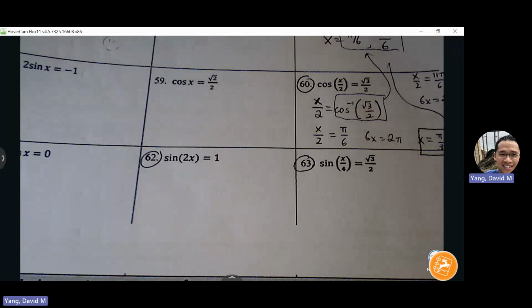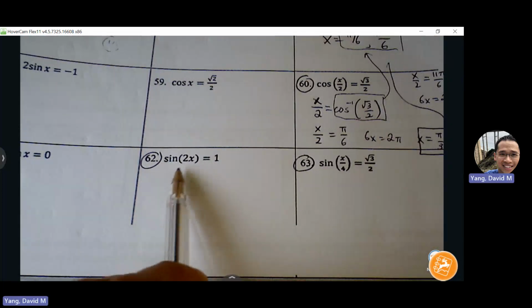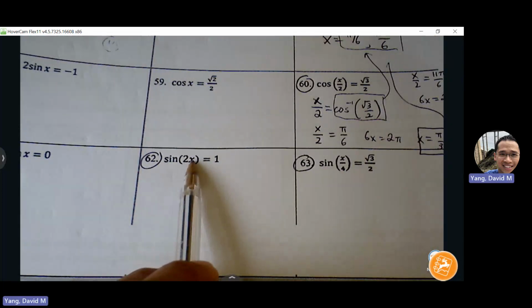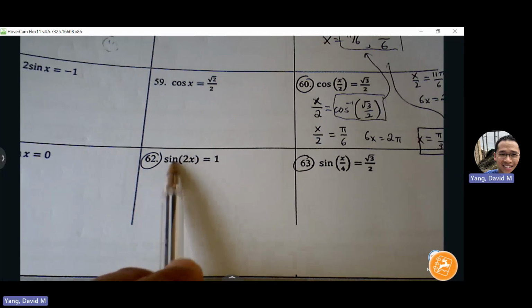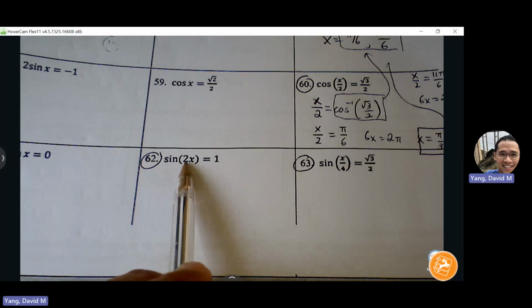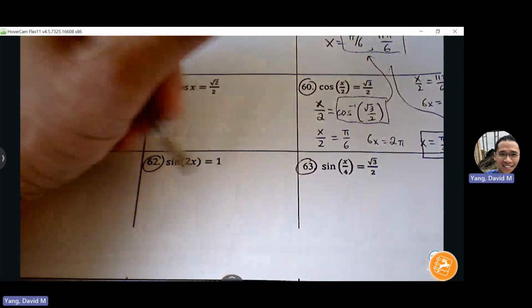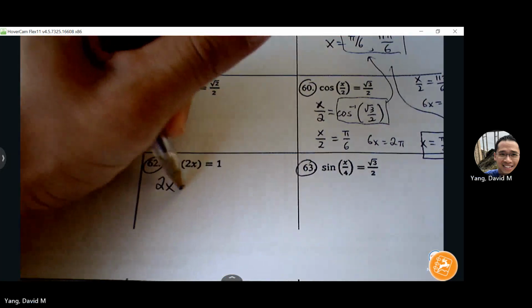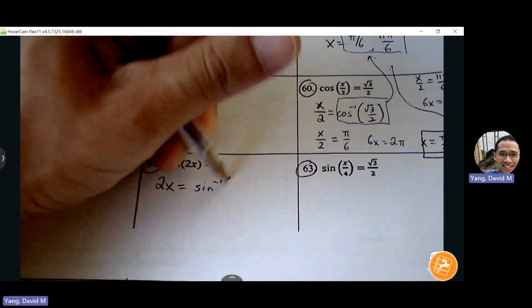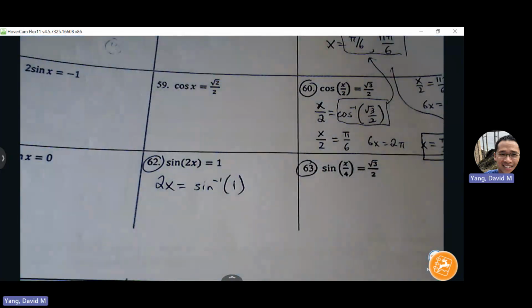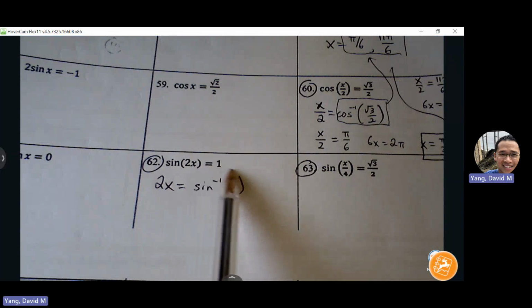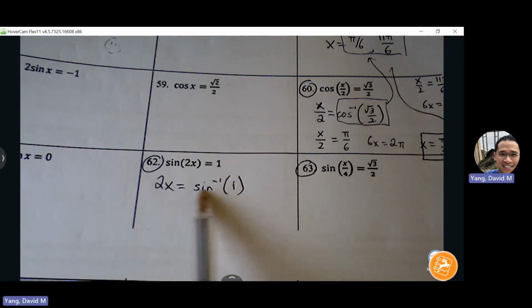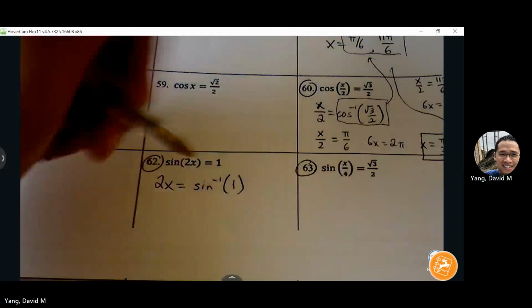All right, 62. Again, that 2x is causing us some additional work here. We know we are going to find where sine is equal to 1, but let's just go ahead and isolate that 2x by itself so that we can just focus our attention and work on two different things at once. So this side is basically saying, where is sine equal to 1? Right, so where is sine equal to 1? What theta value?